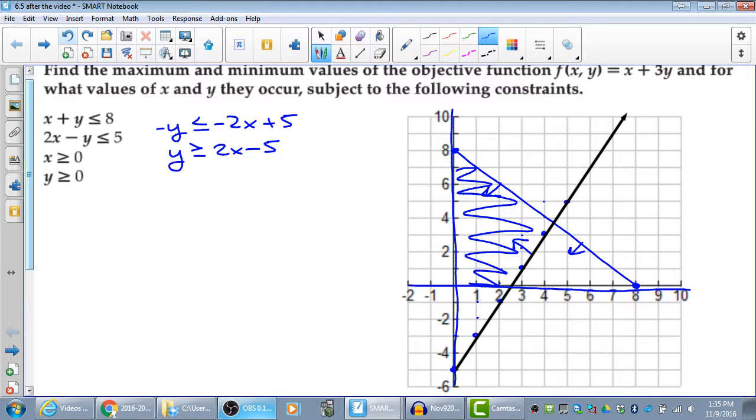Fortunately, the minimums and maximums happen at the vertices of the feasible region. So we have 1, 2, 3. We have 4 possibilities for mins and maxes. So up there at the top, we have 0, 8. We have 0, 0. We have the x-intercept of the second graph, which ends up being 5/2. So 5/2, 0. And then we have that intersection point.